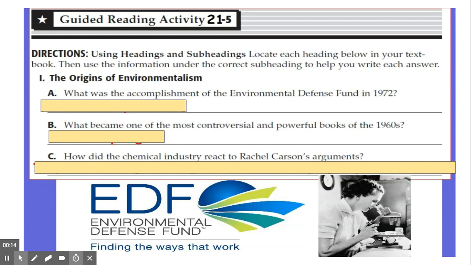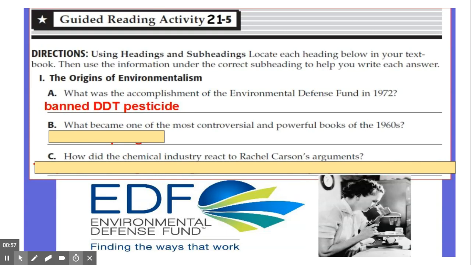Letter A, what was the accomplishment of the Environmental Defense Fund of 1972? And that was to ban the use of DDT pesticides. DDT was a pesticide used on a lot of produce, particularly apples. And the goal here would be to get rid of, obviously, worms and things of that nature. But by the time we get to 1972, there is kind of a link between DDT and cancer. And so there were obviously people out there that wanted to see DDT banned in the United States. And eventually it would be.